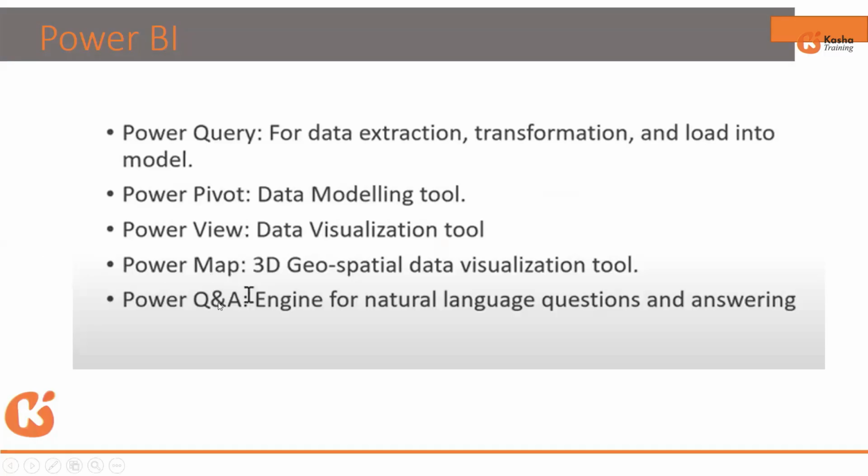And Question and Answer also. Suppose I don't know how to build a visual, so you can type the question in natural language. You can type, for example, what is the sales. If you type like that, based on the dimension, Power BI will automatically suggest the answer. So that option is also there. Okay, this is very powerful.